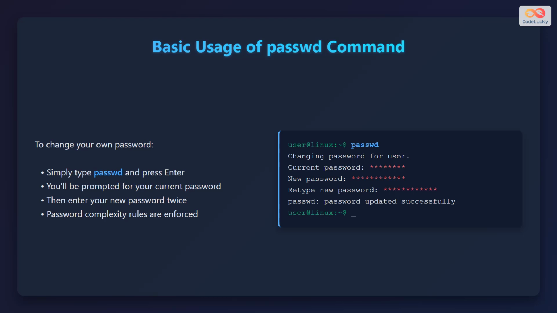Here's how it looks on the terminal. User at Linux $ passwd. The system responds with "Changing password for user." It asks for the current password, which is shown as a series of asterisks. Then it asks for the new password, and to retype new password, both also displayed as asterisks. Finally, it confirms "password updated successfully," before returning to the user prompt.